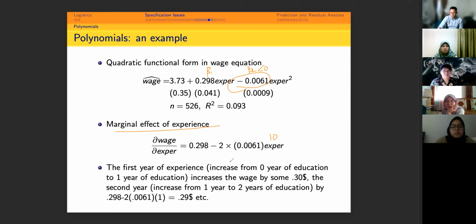From this illustration, we can calculate that the first year of experience increases the wage by about 0.30 unit of dollar. And then the second year is going to increase it by 0.29. So as you can see, the estimated effect of the second year of experience is actually lower than that of the first year. So it has a decreasing trend. You can see that in the Stata regression, which I'm going to show you after this.